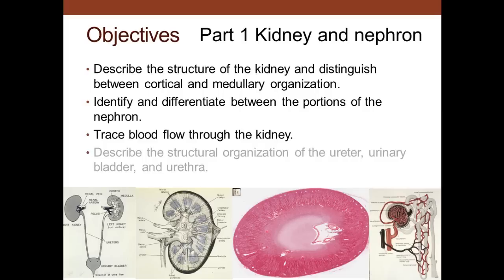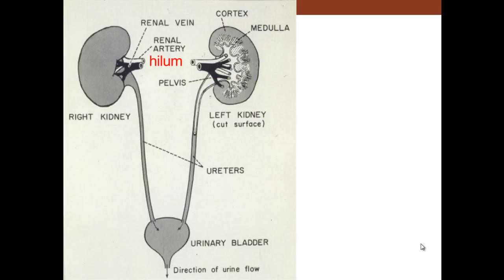Part 1, we want to describe the structures of the kidney and distinguish between the cortical and medullary regions. We want to identify and differentiate different portions of the nephron, and we want to trace the blood flow through the kidney. That's what we do in Part 1.